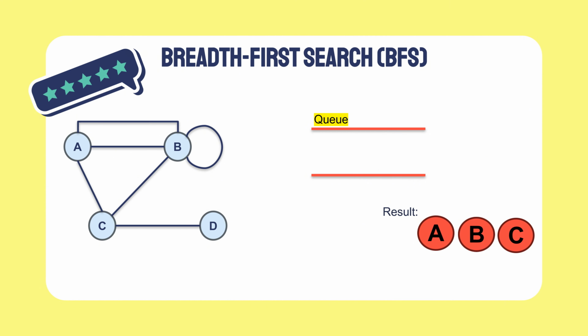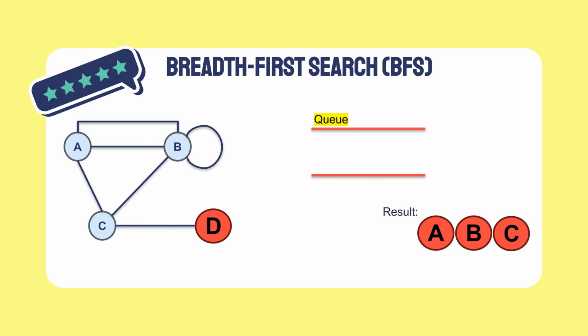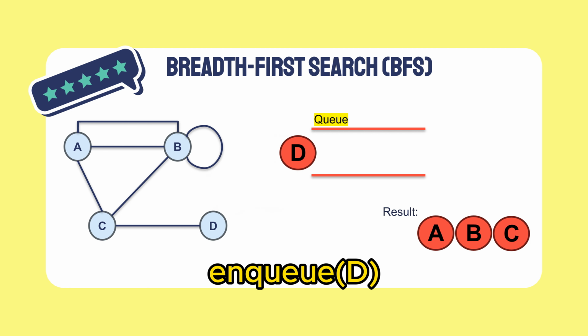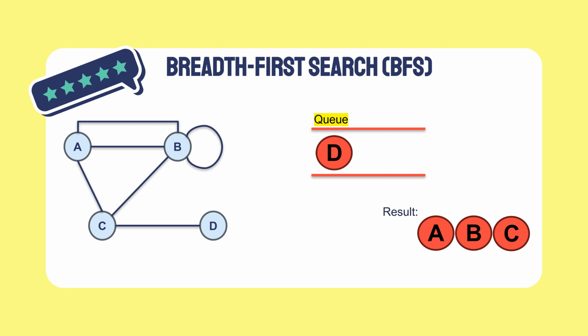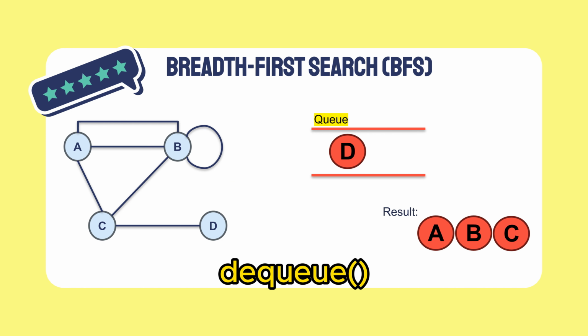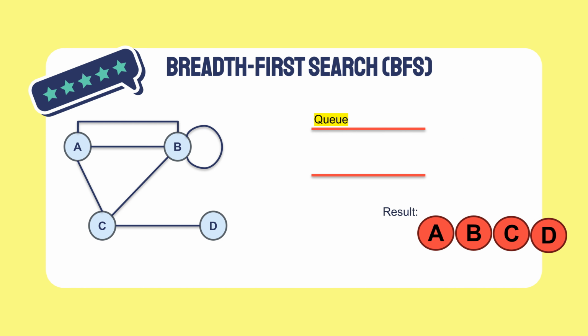We then check if node C has any unvisited neighbors. We find that node D is an unvisited neighbor of C. So we enqueue D into the queue. Finally, we dequeue once more and node D comes out of the queue. We add D to our result list. Now we check if node D has any unvisited neighbors. Since there are no unvisited neighbors left, we finish our traversal. So the final BFS traversal result is A, B, C, D.